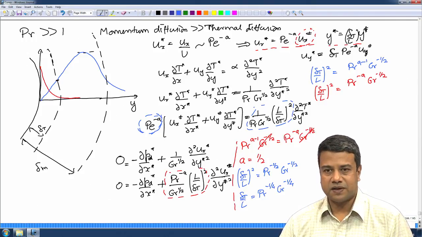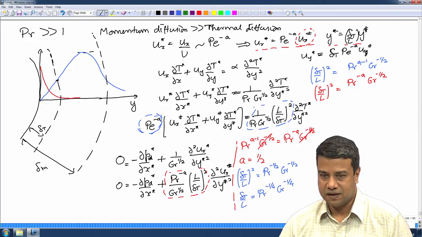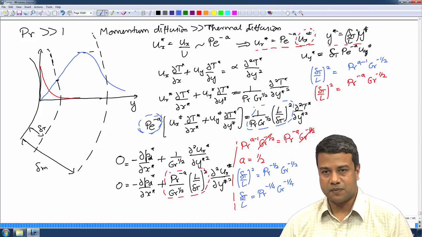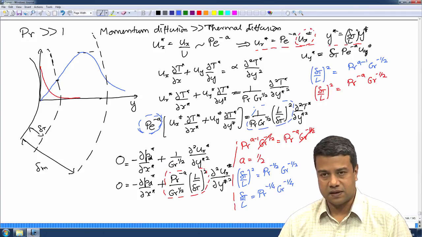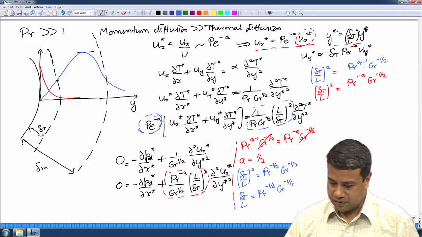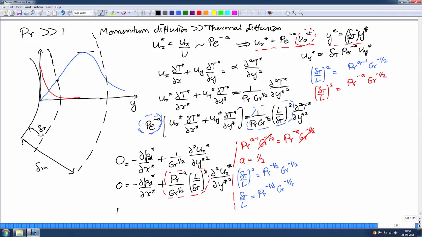And from this we know that the Nusselt number has to scale as the inverse of the boundary layer thickness, because the gradient scales as the temperature difference divided by the boundary layer thickness. Therefore, the Nusselt number is proportional to 1 over delta T, which is basically equal to some constant times Prandtl number to the power plus 1/4, Grashof number to the power plus 1/4.